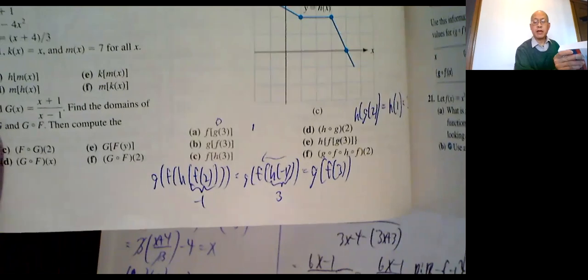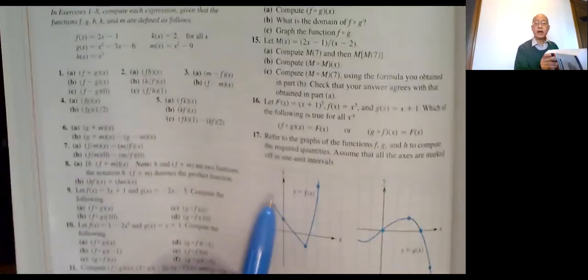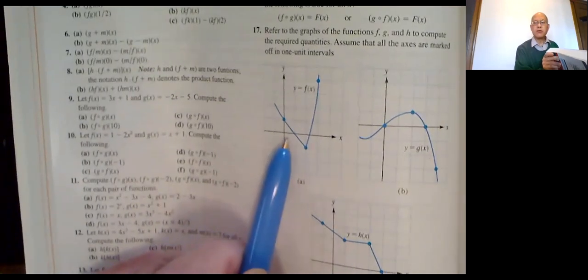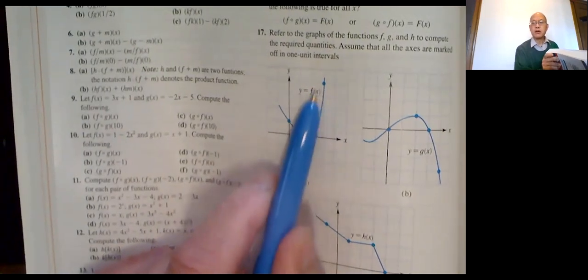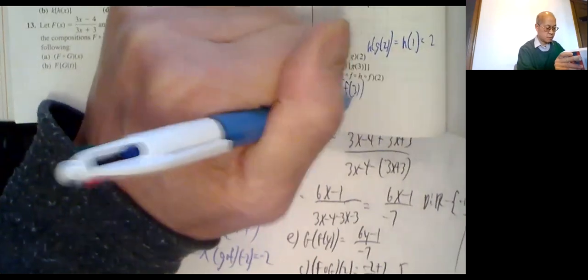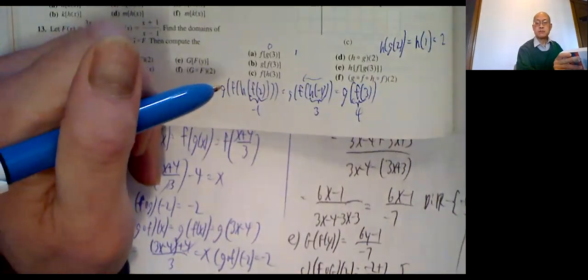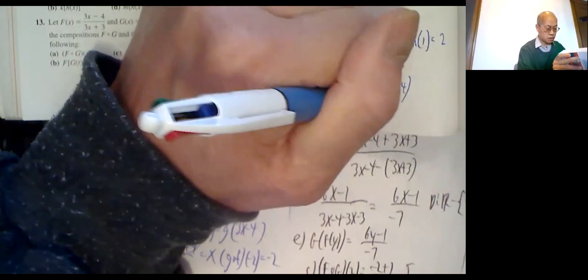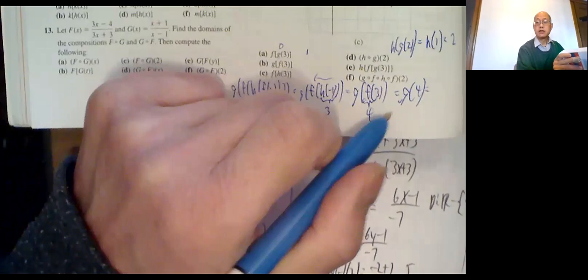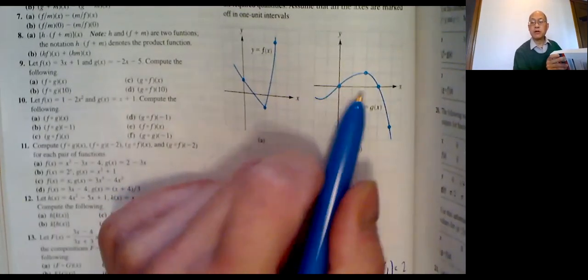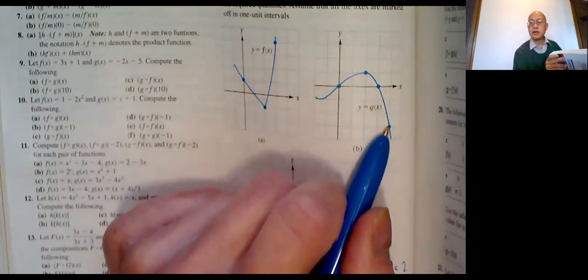Okay. g of f of 3. So f of 3. 1, 2, 3 is way up here. So where's here? 1, 2, 3, 4. It's 4. And then I'm done after I do g of 4. I want g of 4. g of 4, 1, 2, 3, 4 is down here. Looks like it's negative 3.